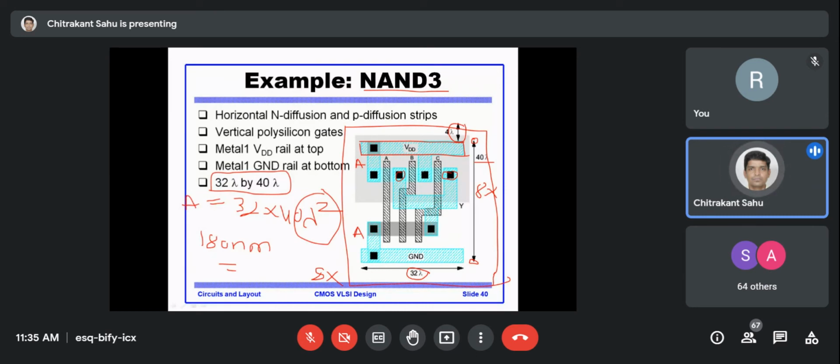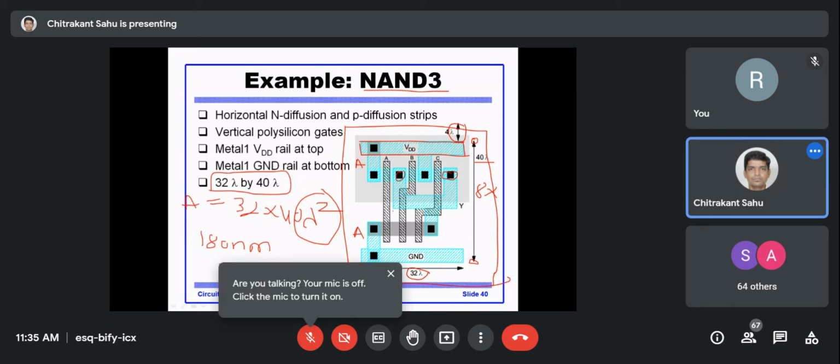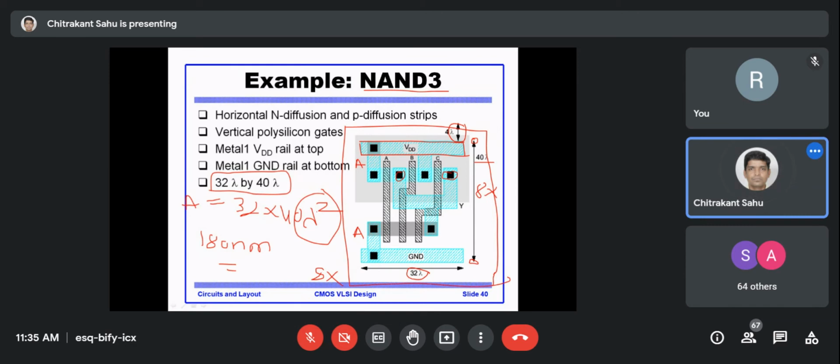I'm talking about the area. So area consists of the complete horizontal width as well as vertical width, okay. So from here we can say for a particular integrated circuit, this should be equal to 32 multiplied by 40 lambda square, okay. And from that we can easily calculate the overall area of the layout.